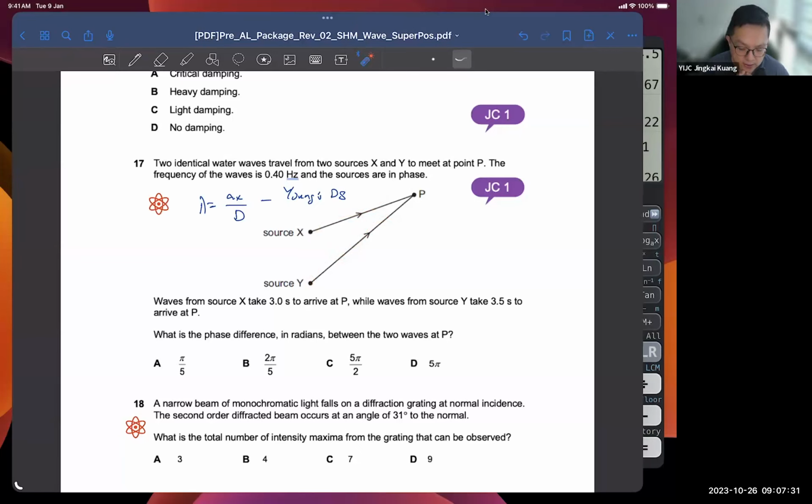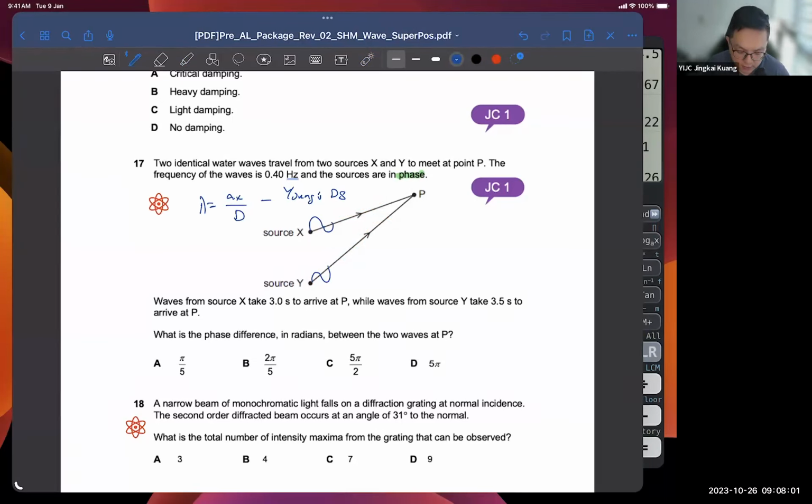All right. So here they actually don't need you to calculate the amplitude. They just want to find the phase difference. They tell you the two waves are in phase at the start. The two sources are in phase. That's very important. It means when they start off, they are starting off together, in phase with each other.